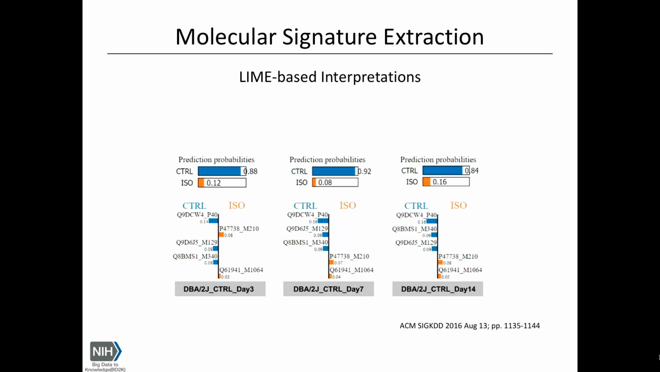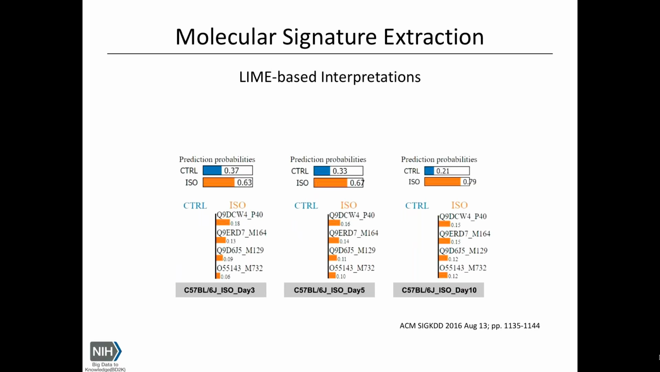And we see that a lot of the correct predictions will be in the same direction as the correct prediction illustrated above, and specifically Q9DCW4, Q9D6J5, and Q8BMS1, these are the UniProt IDs, all contributed to that correct prediction, whereas P47738 and Q61941 are kind of ambiguous in how they may have contributed to these predictions.